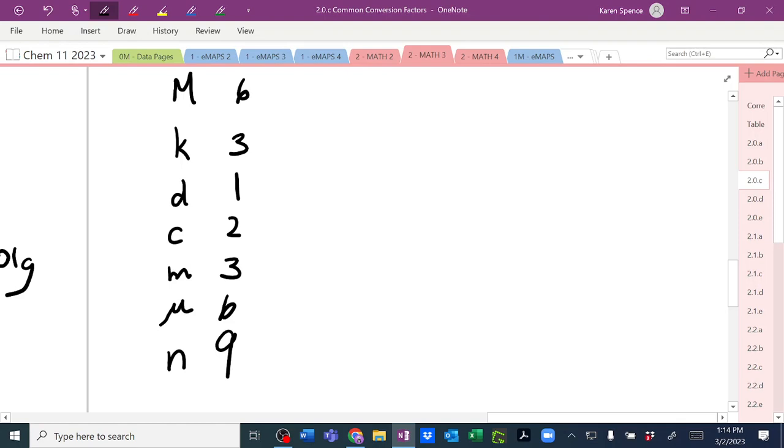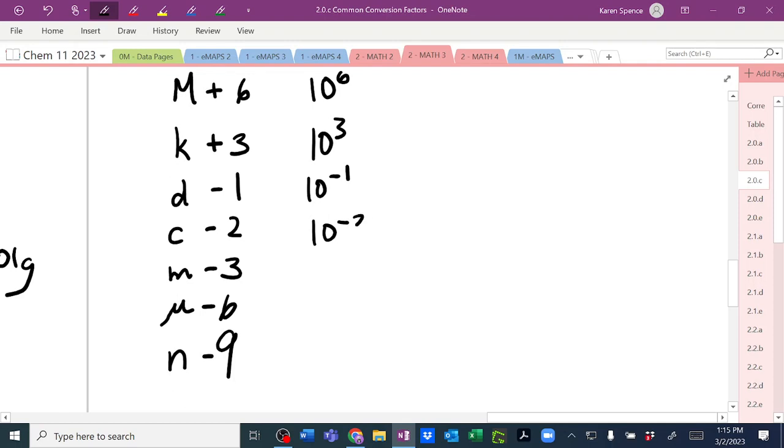Now, the powers of 10, what you should notice is these first two are positive powers of 10, right? So the mega is 10 to the positive 6, and kilo is 10 to the positive 3. Whoops, I wrote k to the 3. That should be 10 to the 3, positive 3. All the rest of them are negative exponents. So deci means 10 to the negative 1. Centi means 10 to the negative 2. Milli means 10 to the negative 3. Micro 10 to the negative 6. And nano means 10 to the negative 9.